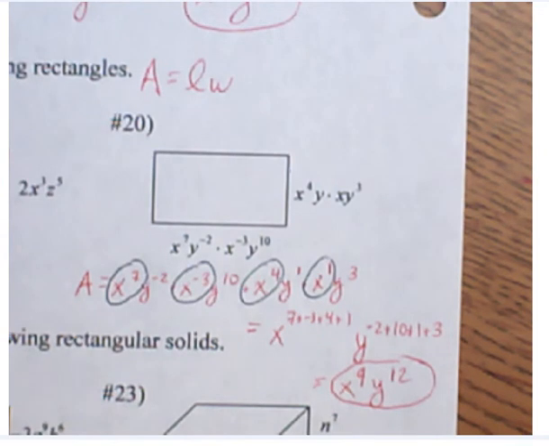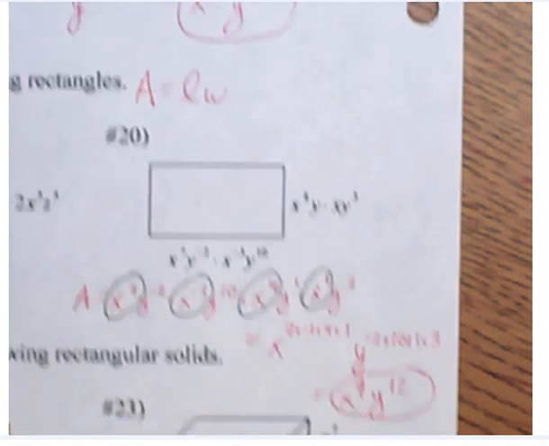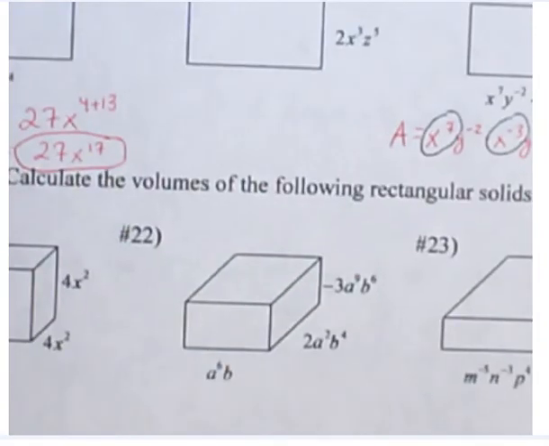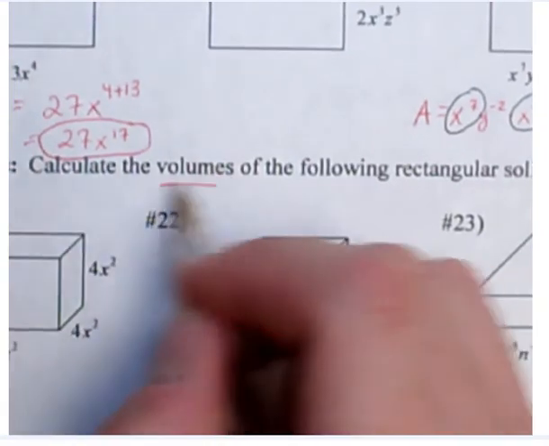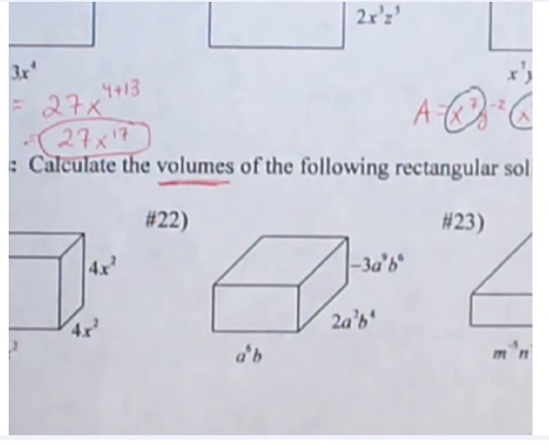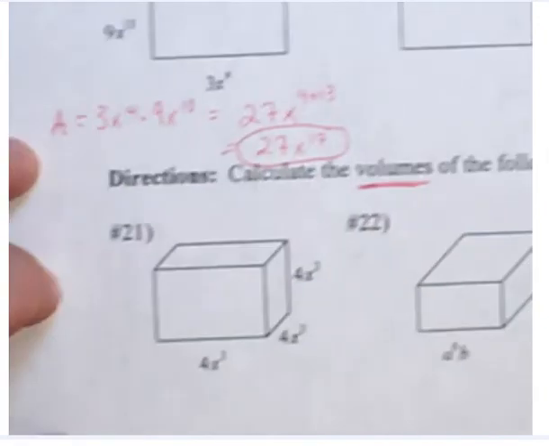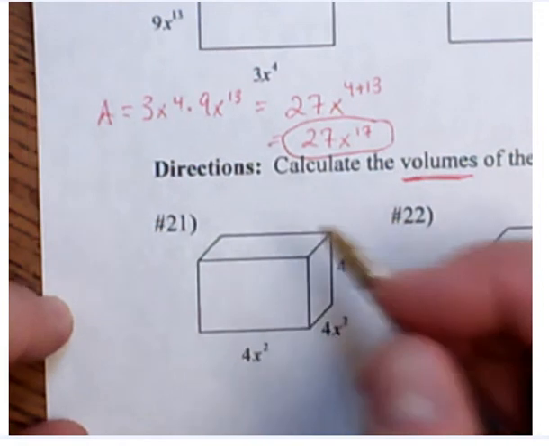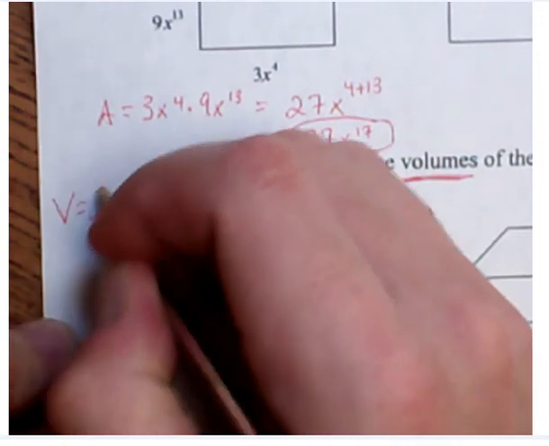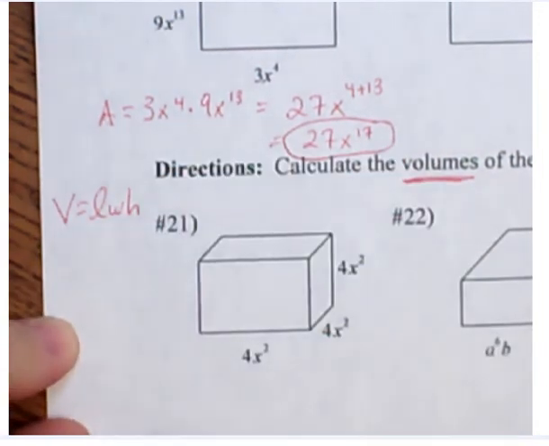And let's go to the last section. Now it says calculate the volumes. The volumes of the following rectangular solids. Volume of a rectangular solid or prism, let's write this formula down. LWH, length times width times height.